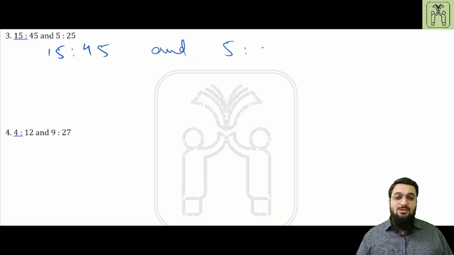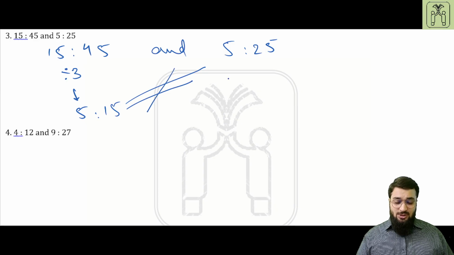Let us compare this one. So in order to make 15 into 5, what can we do? We can divide it by 3. So dividing by 3, 15 divided by 3 will give 5, and 45 divided by 3 will give 15. And we see that they are not in proportion. Therefore, they are not in proportion.